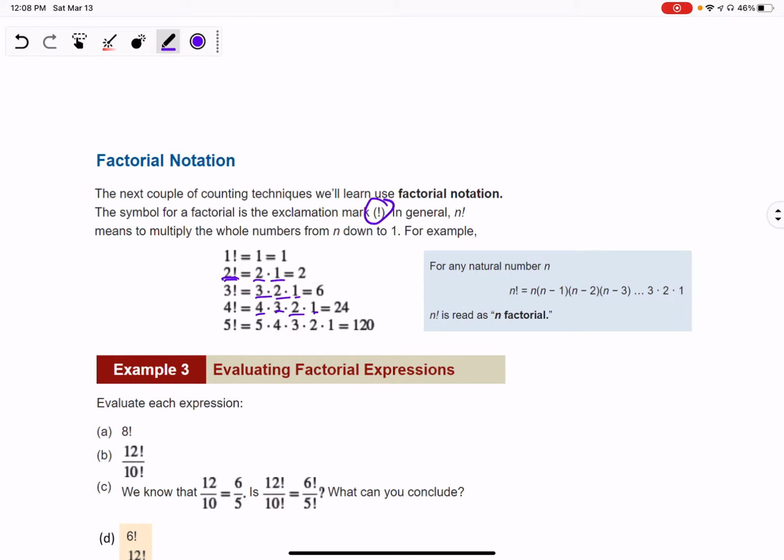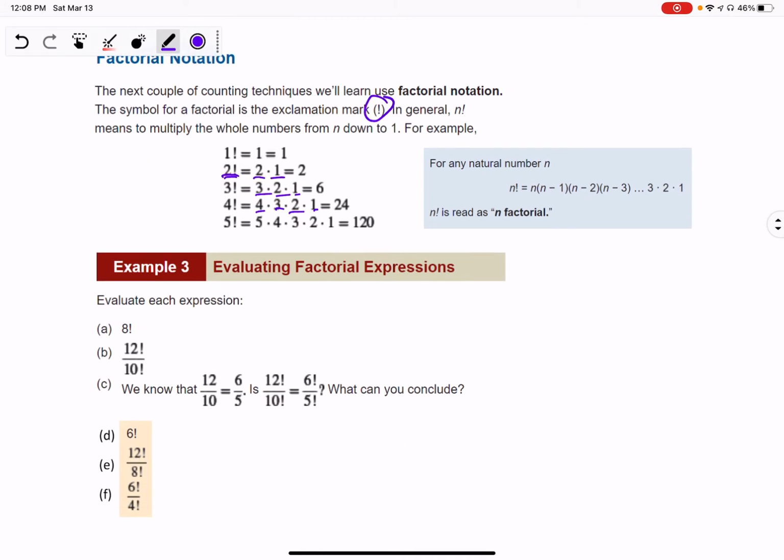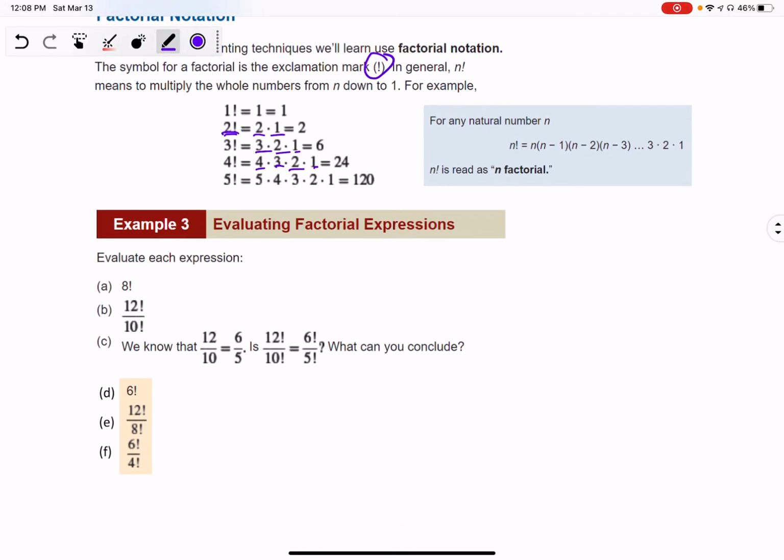All right, let's go ahead and look at an example. Example 3 says evaluate each expression. 8 factorial. Well, that just means 8 times 7, 6. Oh, getting ahead of myself. Times 5 times 4 times 3 times 2 times 1. Punch that in our calculator.